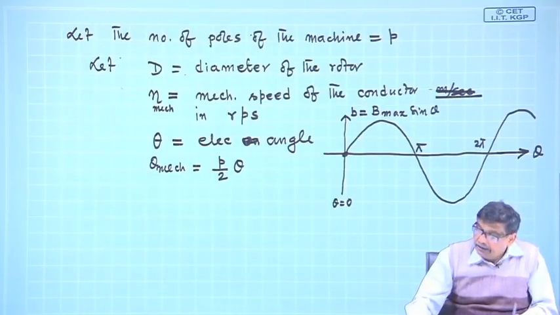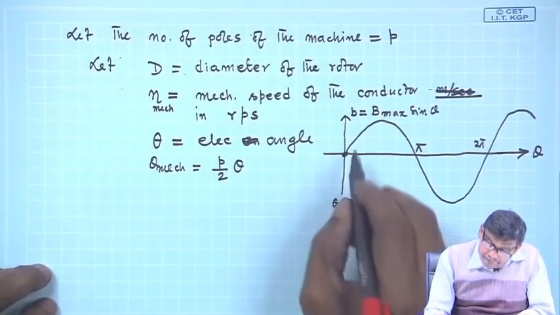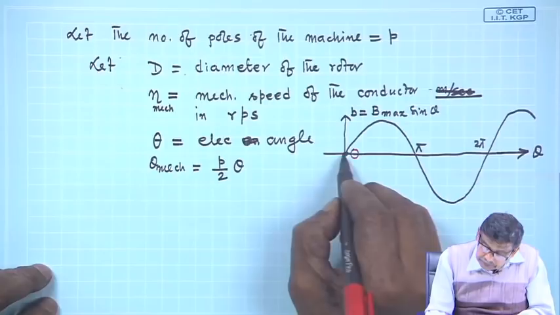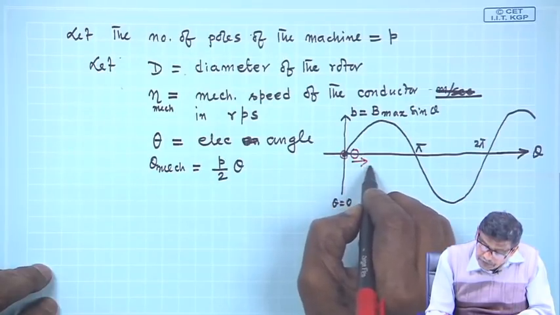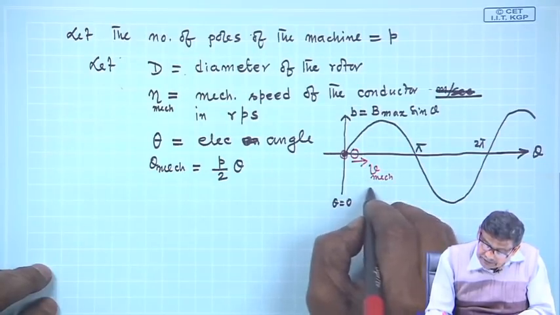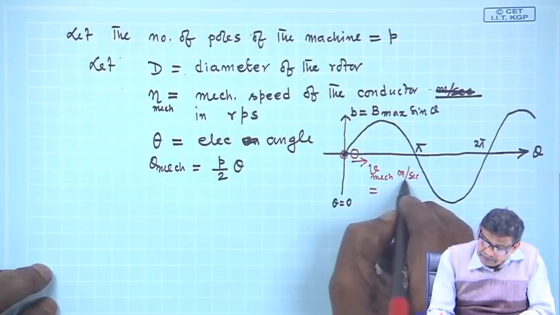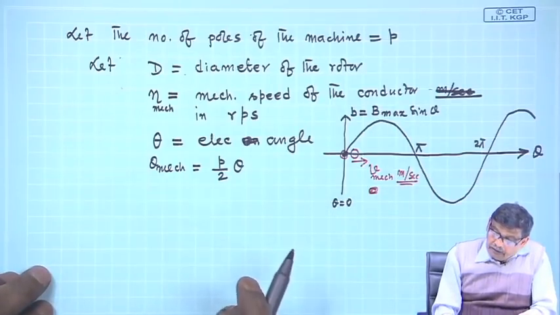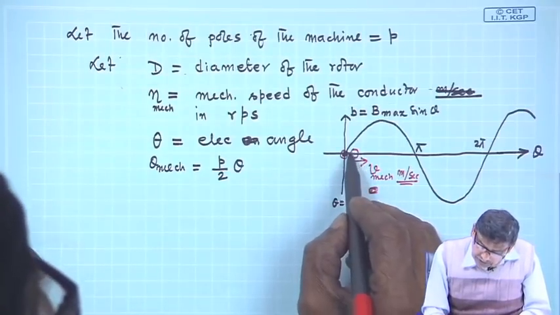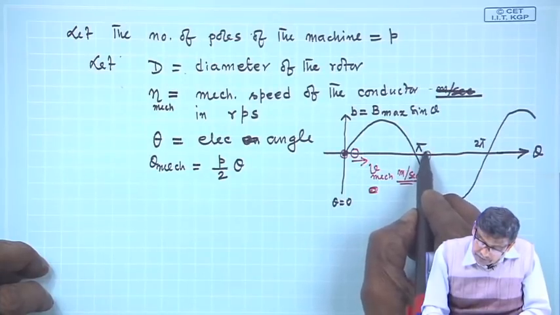And now I will tell that a single conductor is moving with a speed V mechanical, so much meter per second. Okay. But in a single conductor, I know what to do, but I want to use a coil.